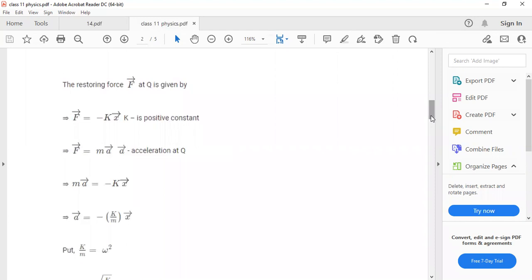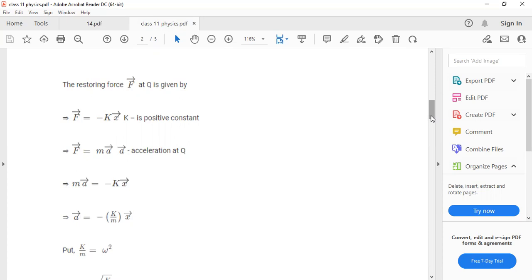Now the restoring force F vector at point Q is given by F vector equal to minus K into X vector. Here K is a positive constant. Now F vector equal to M into A vector, where A vector is the acceleration at Q. If we equate both values, that is MA vector equal to minus KX vector, then A vector becomes minus K upon M into X vector.